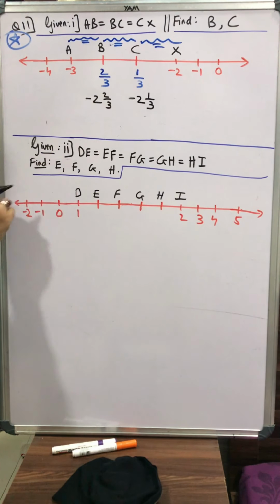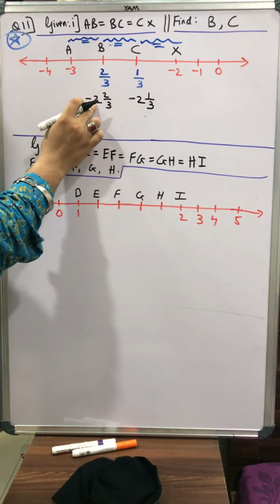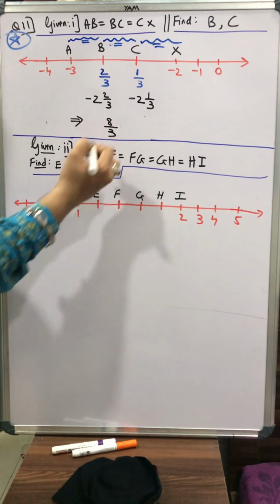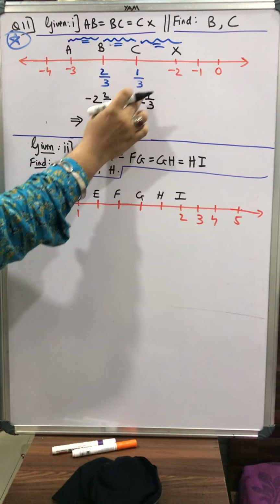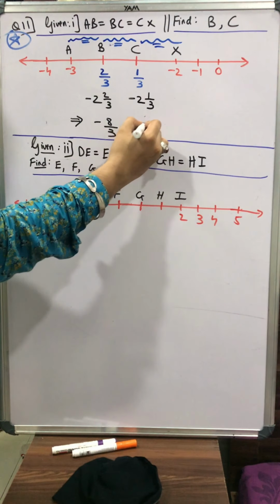And this mixed fraction can be converted into an improper fraction. 3 sixes are 6, 6 plus 2 is 8. Denominator remains the same, 8 upon 3. 3 sixes are 6 plus 1, 7 upon 3. Don't forget to have the minus sign.